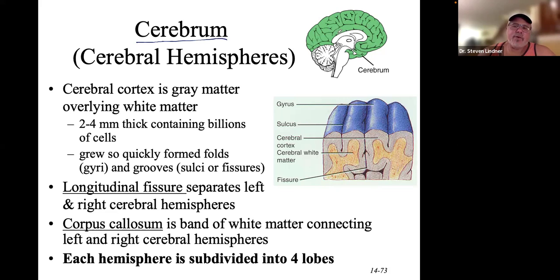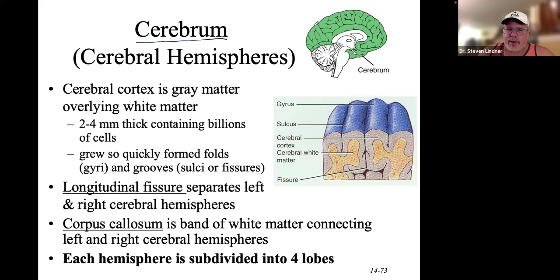If you think back to osteology, you learned these different bones, like the frontal bone, the occipital bone, the temporal bone, the parietal bone. So all of those bones protect parts of the cerebrum. The frontal bone protects the frontal lobe. The occipital bone protects the occipital lobe. The parietal bone protects the parietal lobe, and the temporal bone protects the temporal lobe. So there are different sections and regions of the cerebrum.